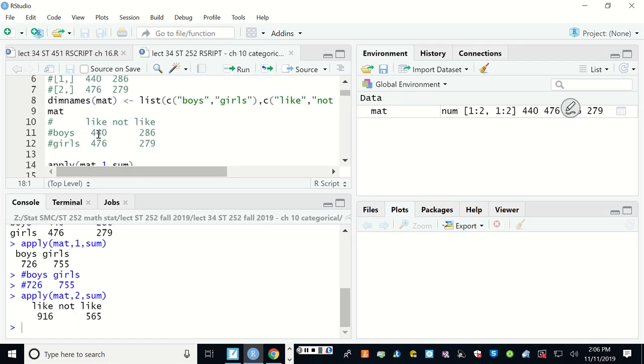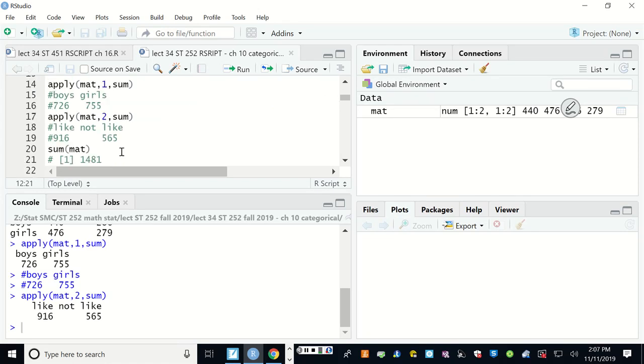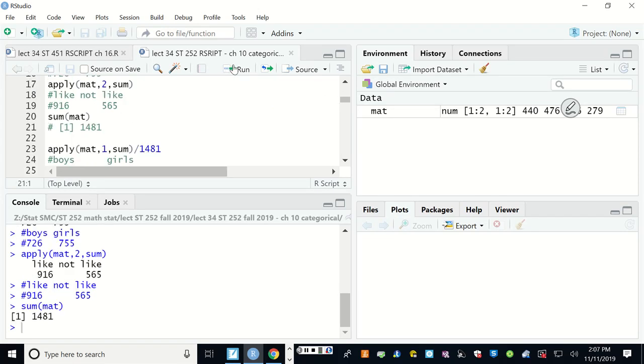So 440 plus 286 is 726, and that's that first one there. And this one plus this one is the 755. The second one, we preserve the second dimension. You add down this way, so you get 916 here, and a smaller number. If you add up the total of the matrix, you get the 1481 respondents to the survey that made that sign up.